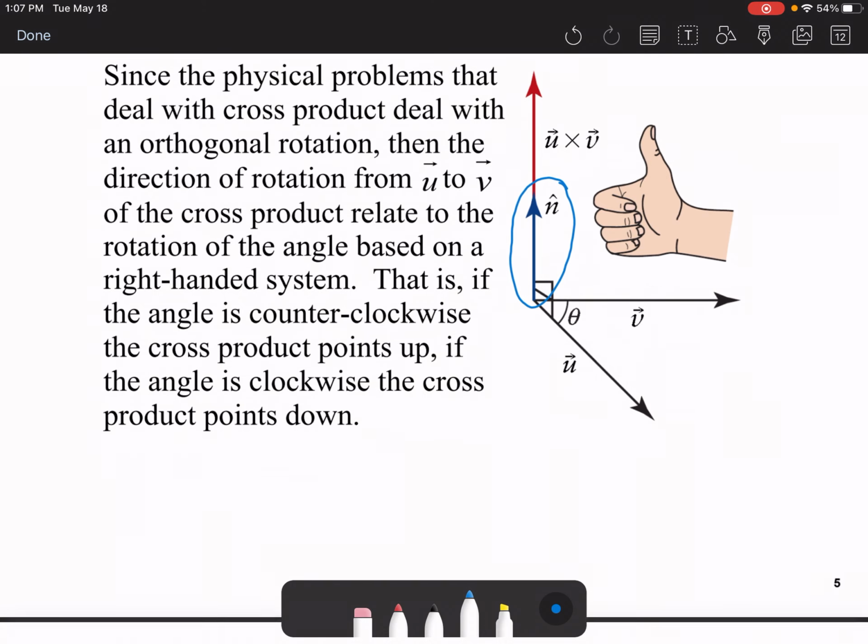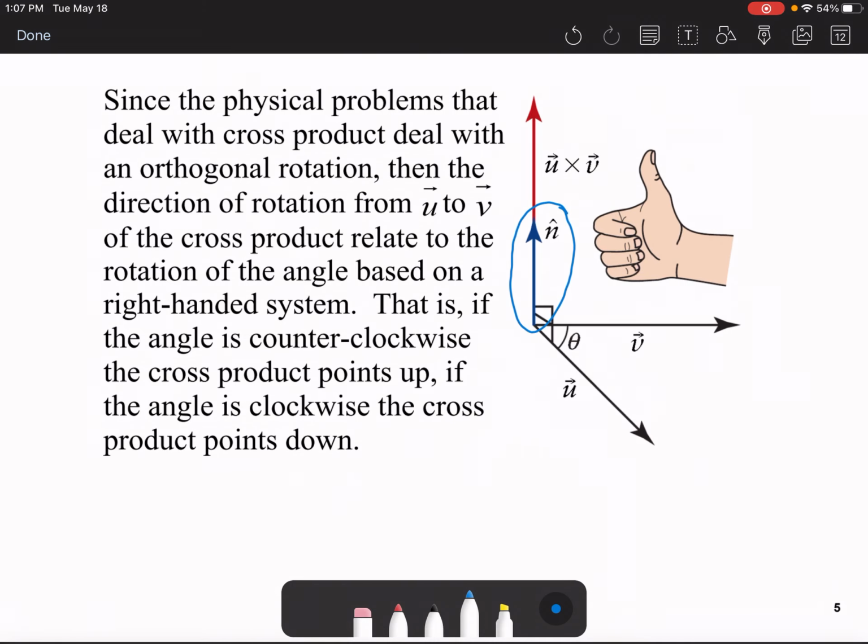So let's talk about this physical rotation that I'm talking about. So let's say you're taking a vector u and you're crossing it with a vector v.